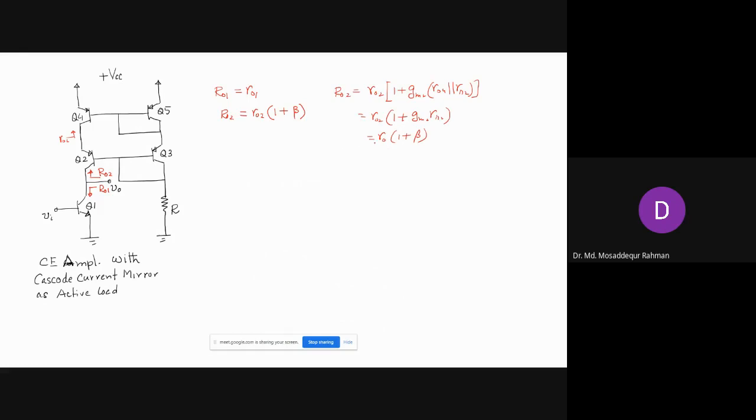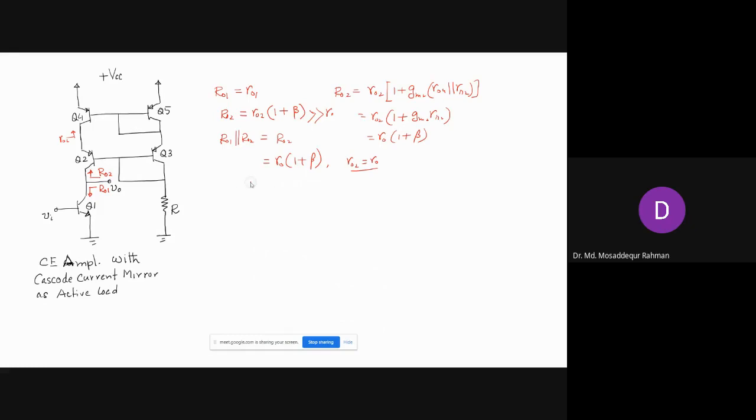Any cascode configuration has a tremendous output resistance, R0 times 1 plus beta. So you take the parallel combination of R01 and R02. The parallel combination will always be about R01, because R02 is much larger than R0. And that we can just write as R01 plus beta. Is that clear?